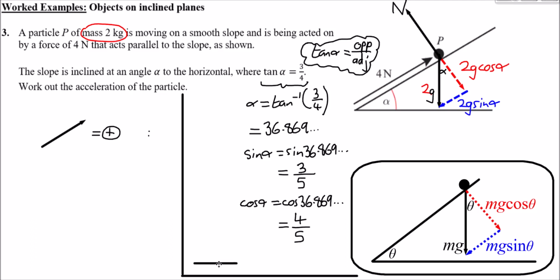So I'll just move this down here. I'm going to label that alpha. So opposite 3, adjacent 4. So the opposite and adjacent are in this relationship. We can now use Pythagoras to work out the hypotenuse. So hypotenuse will be the square root of 3 squared plus 4 squared, the square root of 25, which is 5, but hopefully you should remember, this should jog your memory, that 3, 4, 5 is a Pythagorean triple.